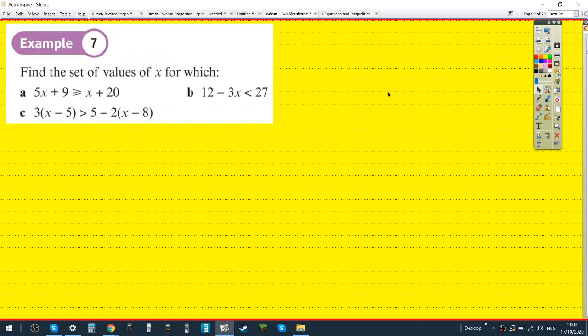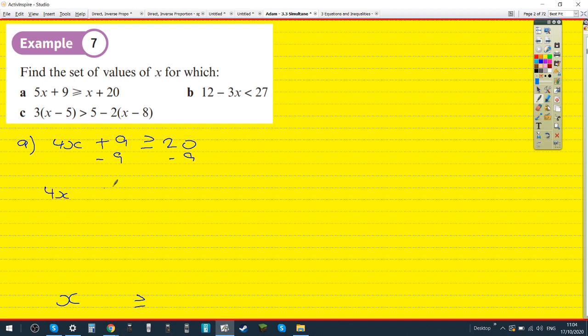Yep, on both sides. So it'd be 4x plus 9 is greater than or equal to 20. And then would you get rid of 20, or would you keep 20? You're aiming towards getting x by itself. Would you minus 9 from both sides? Yep. So it'd be 4x is greater than or equal to 11.